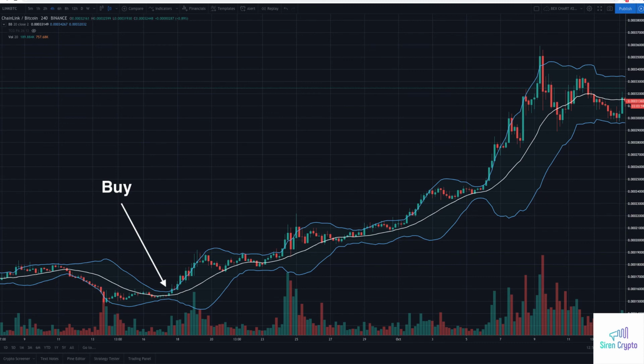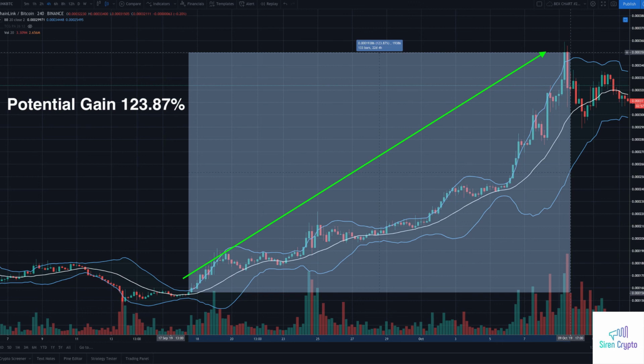This is Link paired with Bitcoin. We can see the market has been rising. We took a long position as indicated, and we want to go with the flow and follow this trend up. We can see we've had a few little retracements, but you can also see 123% or so gains from this peak. So where do we want to put our stop distance?